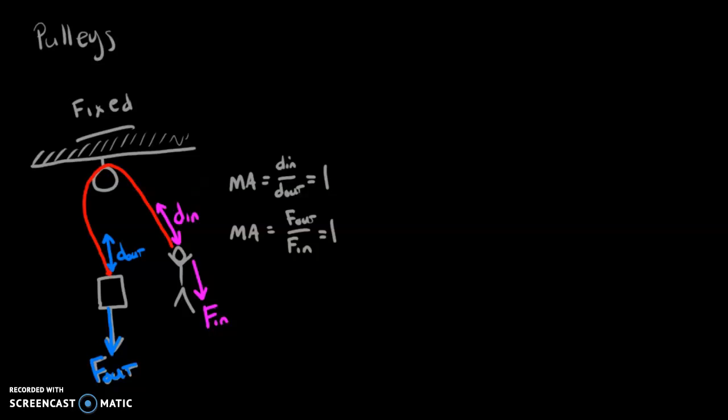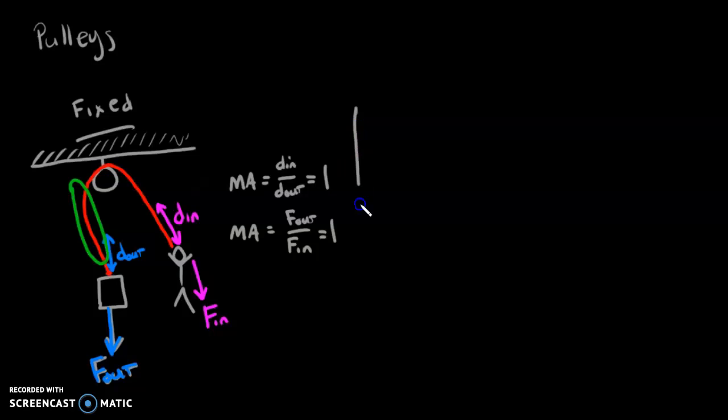Now, a simplified way of looking at mechanical advantage of pulleys is I just need to count the number of ropes that actually do the pulling. It's green. The number of ropes that actually do the pulling. This rope here is the only one pulling the object up. This one just changes the direction.